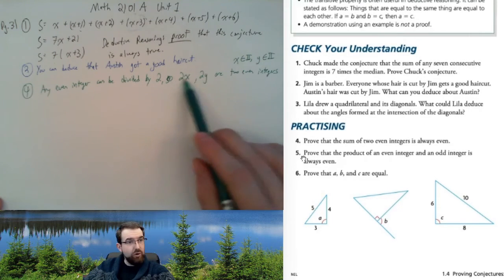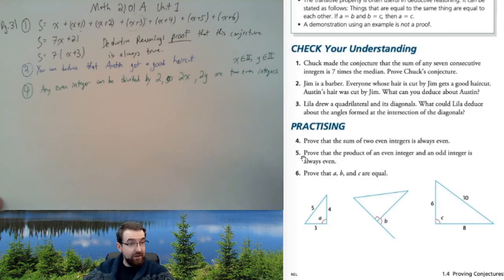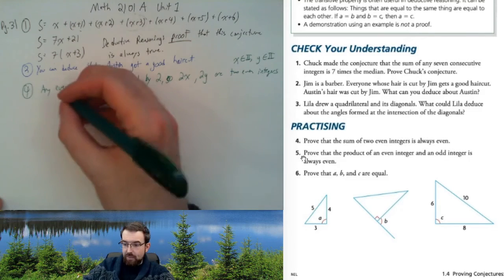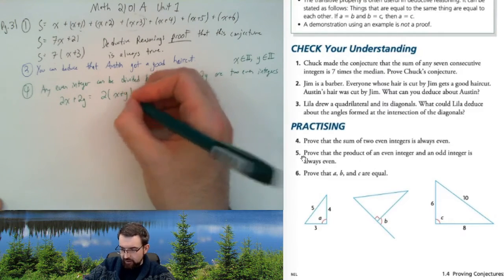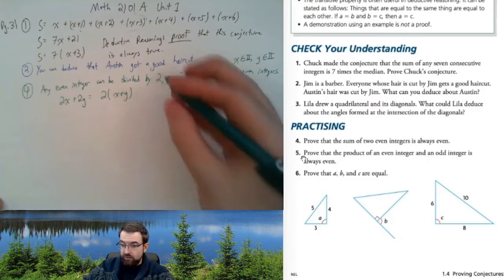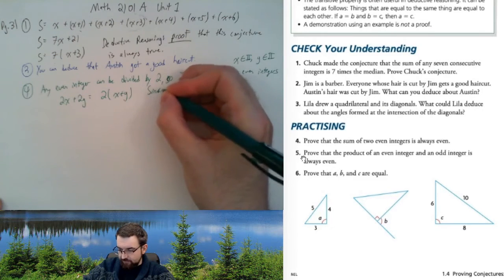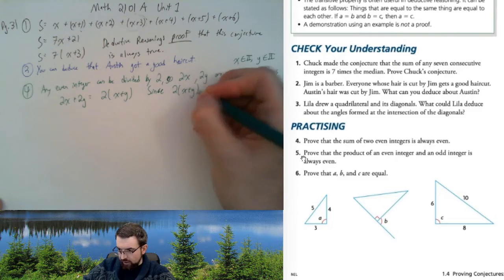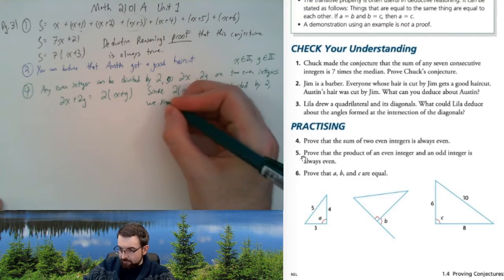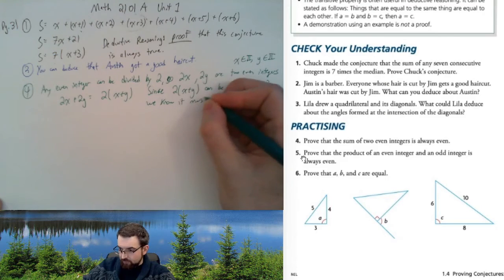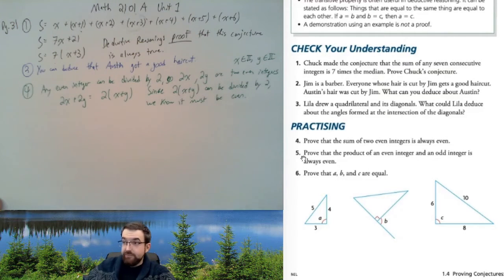But how can we prove that adding those two guys together gets us something even? Well, something even can always be evenly divided by 2. So 2x plus 2y is the same as 2 outside of x plus y, which can evenly be divided by 2. So I'll say since 2(x plus y) can be divided by 2, we know it must be even, right?